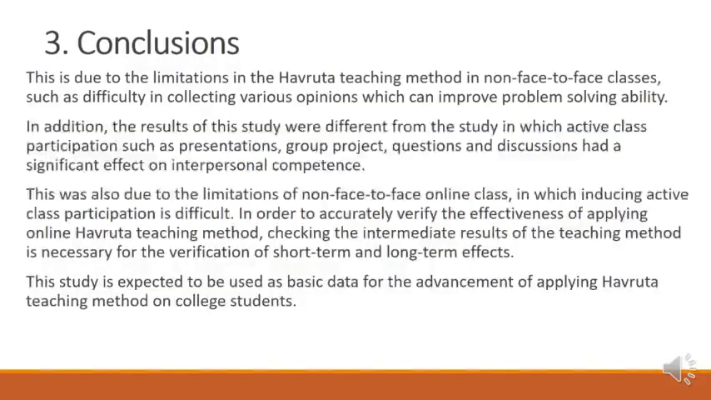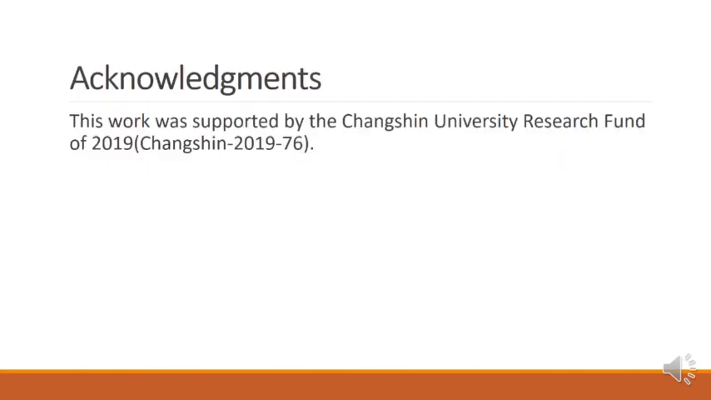In order to verify the effectiveness of applying the online Havruta teaching method, checking the intermediate result of the teaching method is necessary for the verification of short-term and long-term effects. This study is expected to be used as basic data for the advancement of applying the Havruta teaching method to college students. This work was supported by the Changshin University Research Fund of 2019.